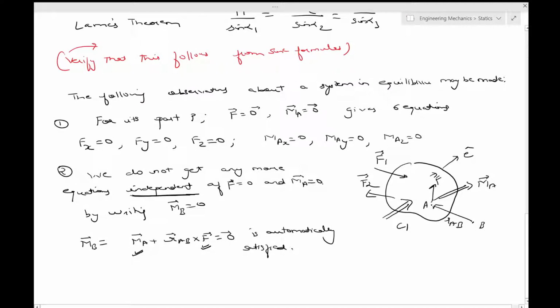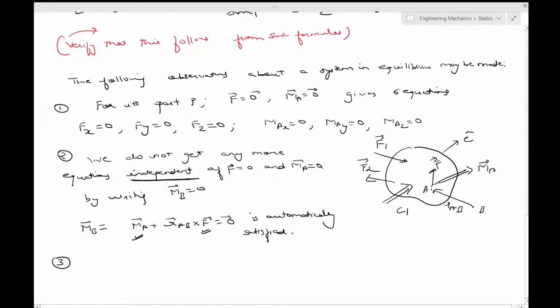So that's just something which you should keep in mind, and that's why you just choose one important or one sort of clever point to write MA is equal to 0 about. In statics, that's it. You don't have to keep on hopping from one point to another because they won't really give you independent equations. It may be needed in some cases if you are taking two separate bodies or parts separately, then of course you have to do that, but for one given part you do not have to write this because it will not really give you an independent equation.